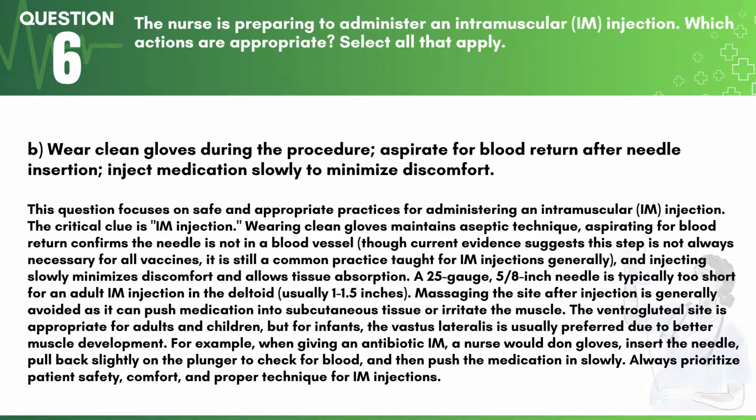Answer. Wear clean gloves during the procedure, aspirate for blood return after needle insertion, inject medication slowly to minimize discomfort. This question focuses on safe and appropriate practices for administering an intramuscular, IM, injection. The critical clue is IM injection. Wearing clean gloves maintains aseptic technique, aspirating for blood return confirms the needle is not in a blood vessel. Though current evidence suggests this step is not always necessary for all vaccines, it is still a common practice taught for IM injections generally, and injecting slowly minimizes discomfort and allows tissue absorption.